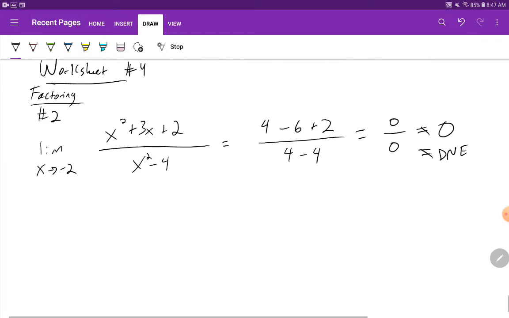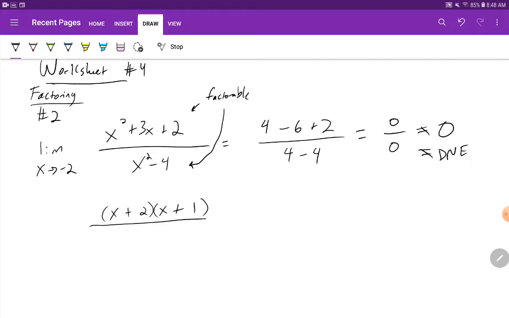So what we're gonna do is, I noticed that the top and bottom are both factorable. So why don't we do that? Let's factor them both and see what we get. On top, it factors down into x plus 2, x plus 1. On the bottom, it factors down into x plus 2, x minus 2, because it's a difference of two squares. You should know how to factor. And what you notice is the x plus 2's are going to cancel out, which leaves you with x plus 1 over x minus 2.